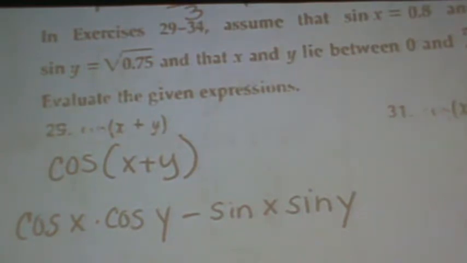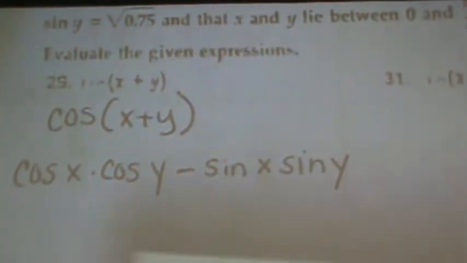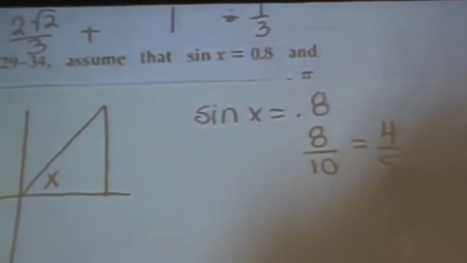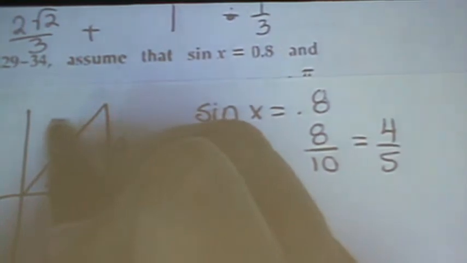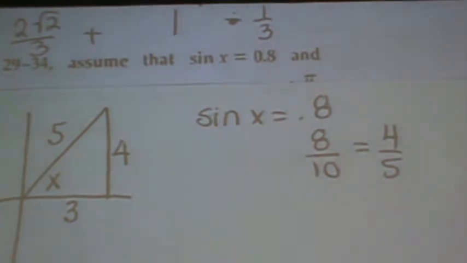So let's look at sine of x. It says sine of x is 0.8, and I have to use separate paper. Well, 0.8 is 8/10, and if we simplify this by 2 each, we get 4/5. So this is 4, this is 5, and this would be 3. 3, 4, 5.